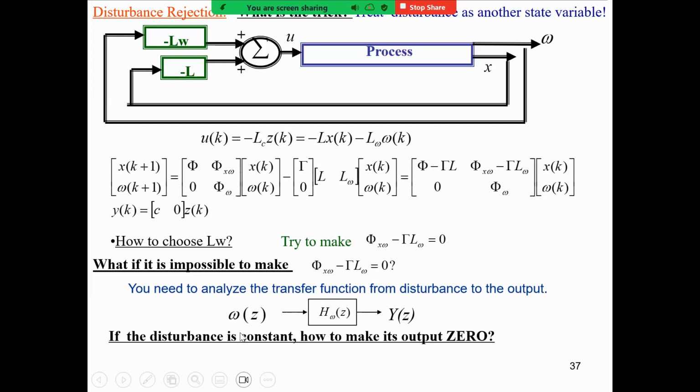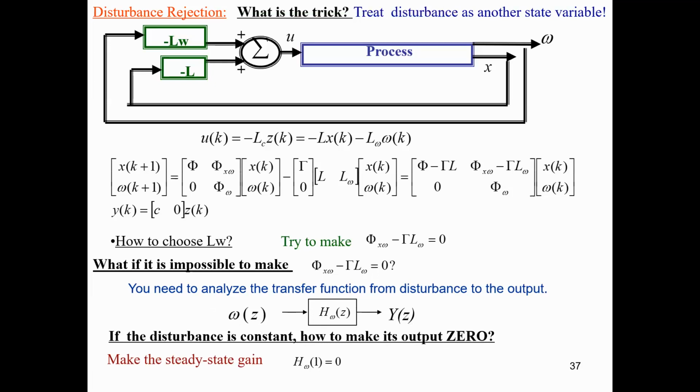So once you get the transfer function, we ask the question: if the disturbance is a constant, how do we make its output zero? If that can happen, it just means that the DC gain, the steady state gain, will be zero. So in this way, you make this zero. That will solve the problem. This is one of the questions you are supposed to solve for one problem in the second homework assignment.